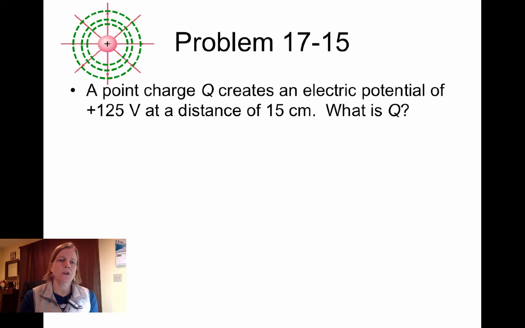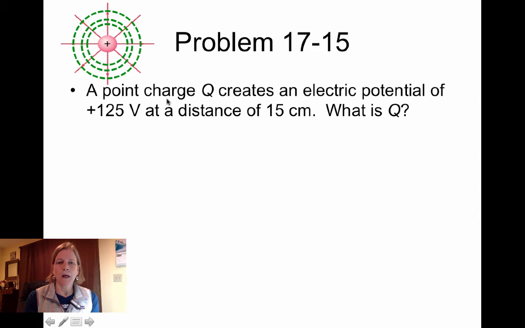A point charge Q creates an electric potential of plus 125 volts at a distance of 15 centimeters. What is Q? How many coulombs of charge do we have there? I've got a little diagram up here showing a little positive charge. I've got my electric field lines going radially outward. I've got my equipotential lines. So I have an image of what's going on.